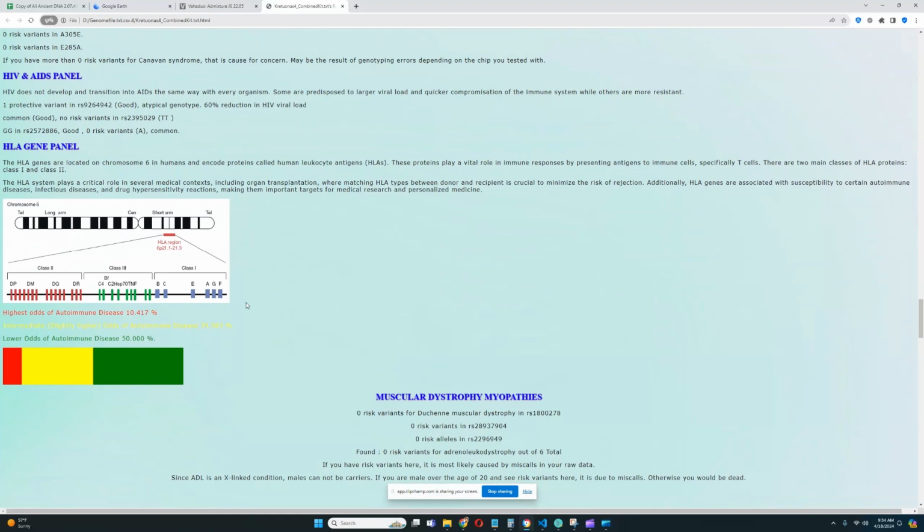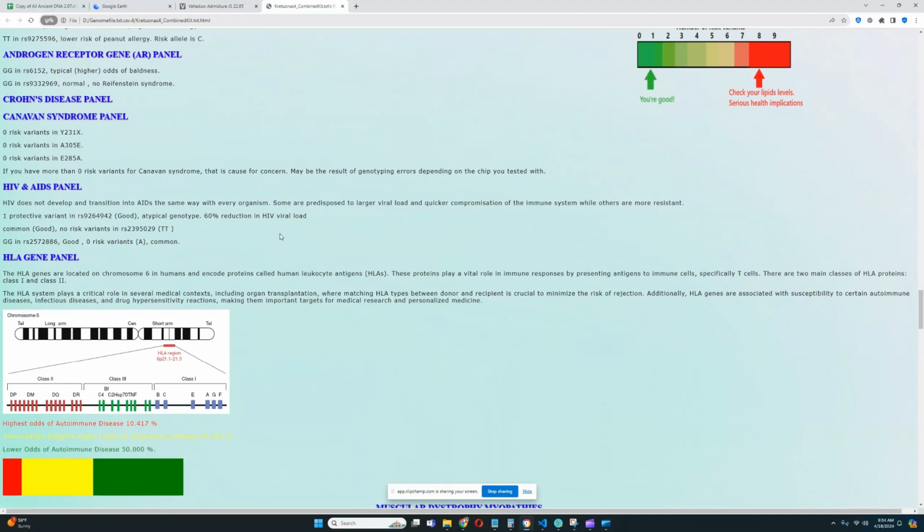This is something I added here. This takes into account all the genotypes in the HLA gene, not only those that were shown on the screen, but pretty much every genotype in the HLA that exists. So this is like a very thorough examination of your genotype in HLA. For the HIV and AIDS panel, it looks like she's got a genotype which leads to a reduction in HIV viral load and protection from HIV.